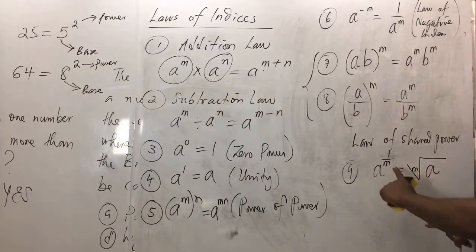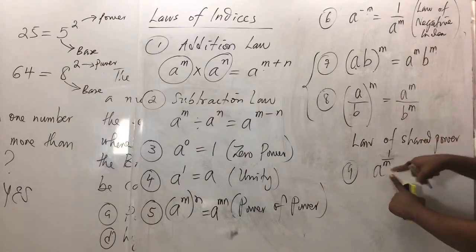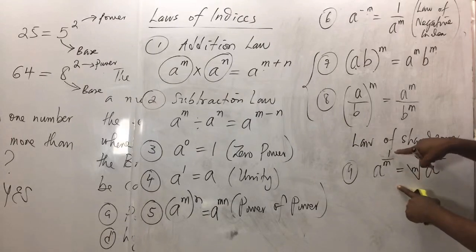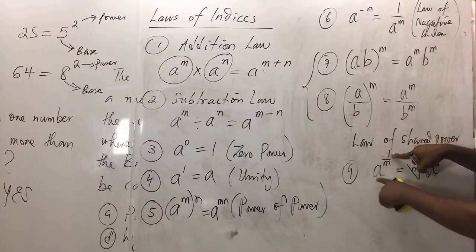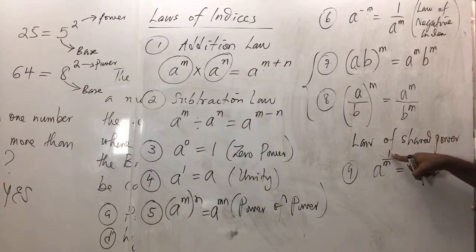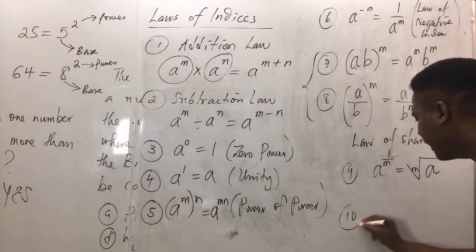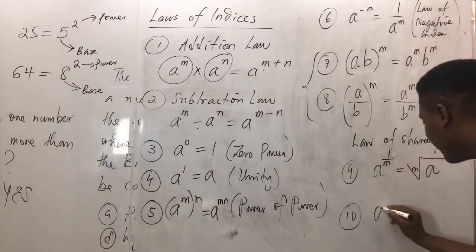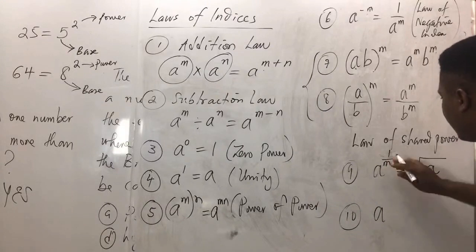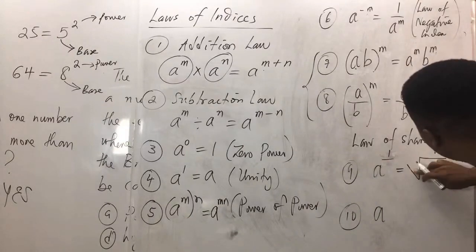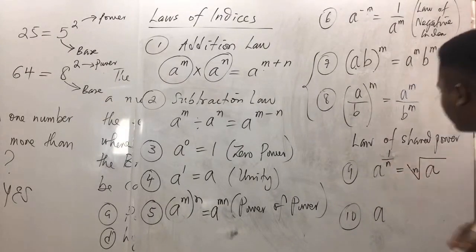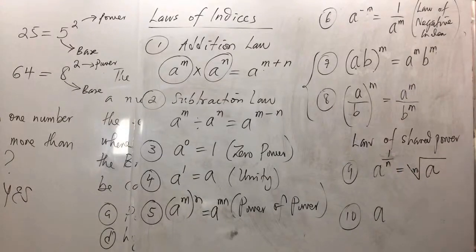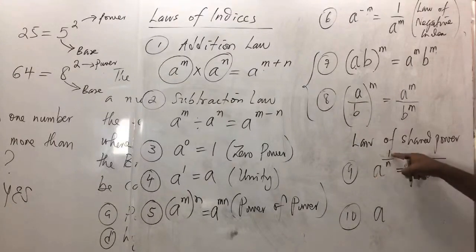Now, you will notice that in law number 9, the base carries a fraction 1 over n, and the numerator of the fraction in law number 9 is 1. Now, take note, whereas in law number 9 the numerator is 1, in law number 10 the numerator is different. Let's go with n so that it makes more sense as we proceed. So notice that this is a raised to power 1 over n, giving us the nth root of a.